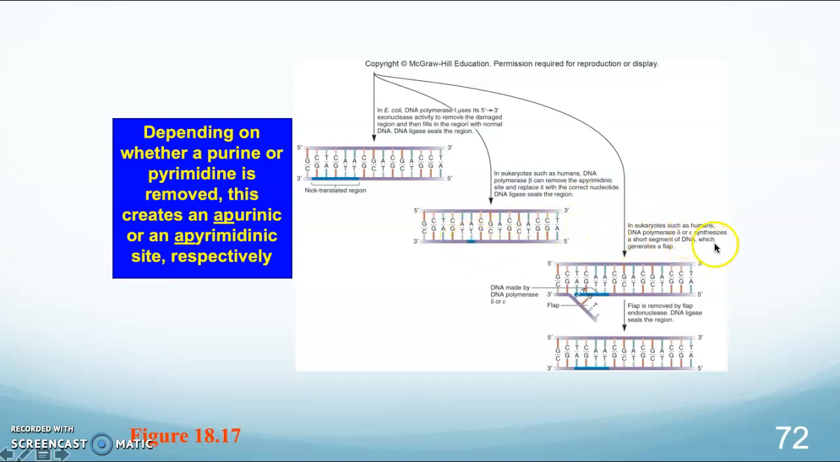In eukaryotes, such as humans, we can also have DNA polymerase gamma or epsilon that can synthesize a short segment of DNA, which generates a flap. When that happens, it can be removed by the endonuclease, and that area gets sealed. So in any case, where that uracil originally was will be replaced and brought back to where it should be.